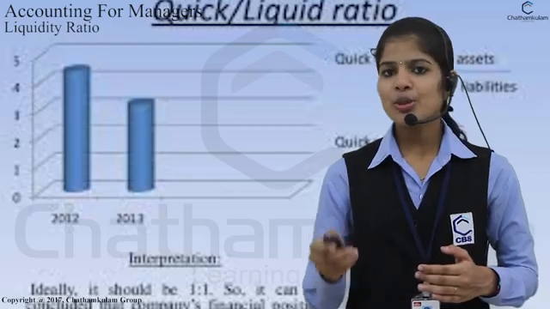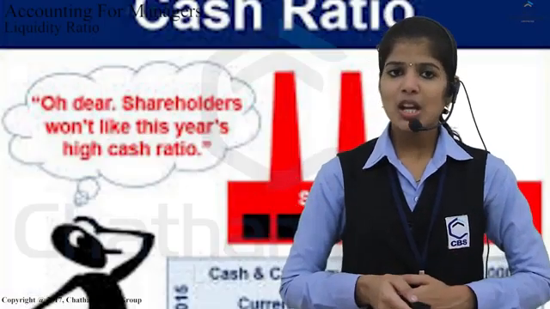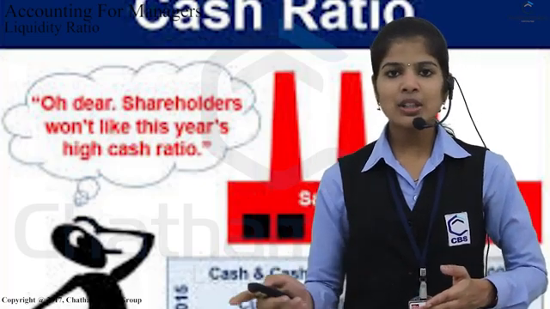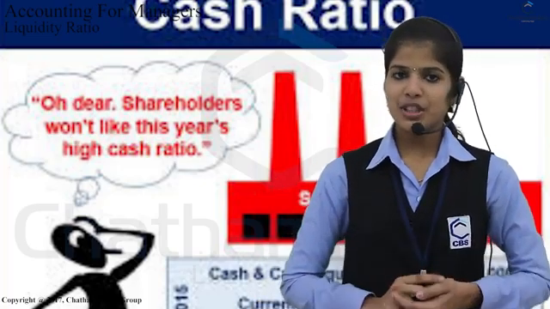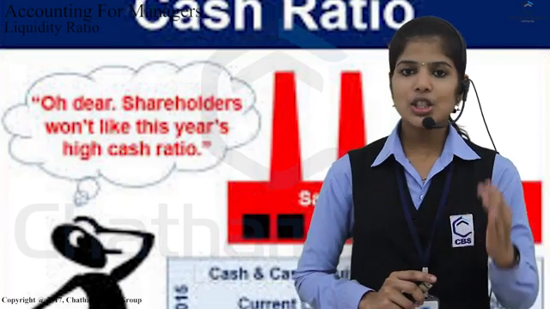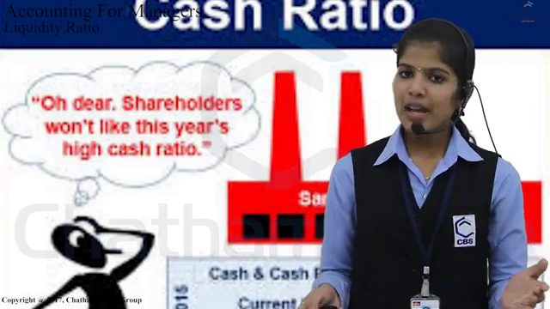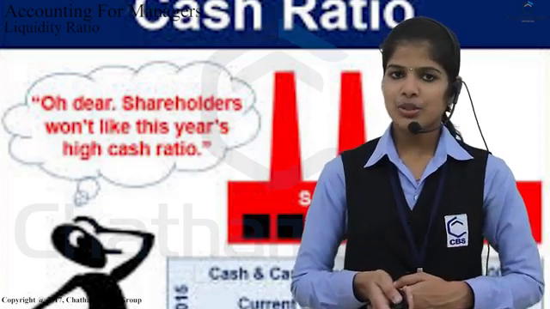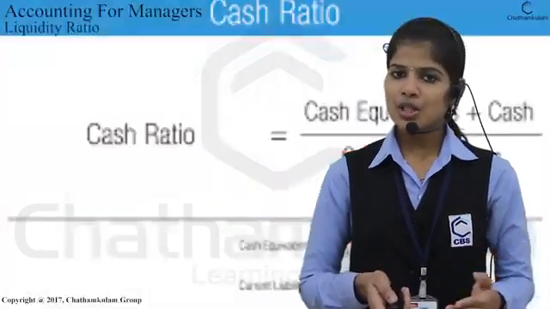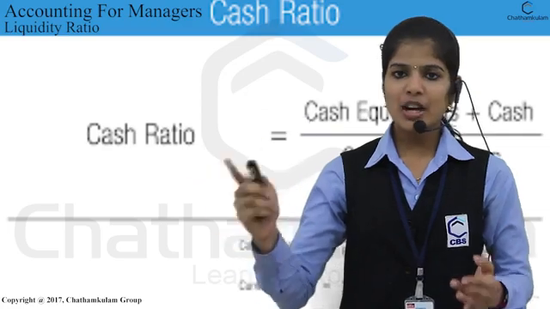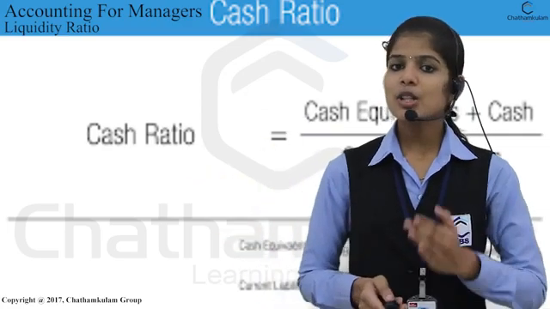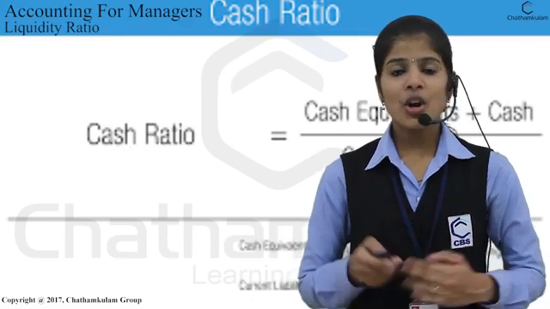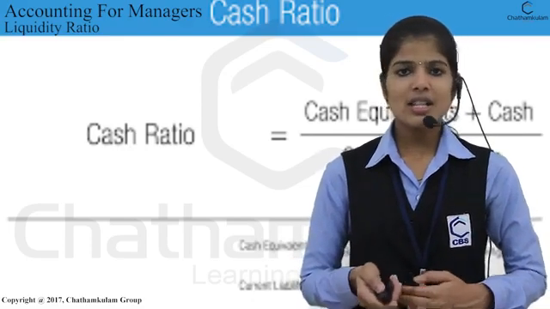Next one is the absolute liquid ratio or cash ratio. The absolute liquid ratio is calculated by dividing the absolute liquid assets by current liabilities. The absolute liquid assets include cash in hand, cash at bank, and marketable securities. And the absolute liquid ratio is equal to absolute liquid assets divided by current liabilities. The acceptable norm of this ratio is 50% or 0.5:1 or 1:2 is the standard ratio.